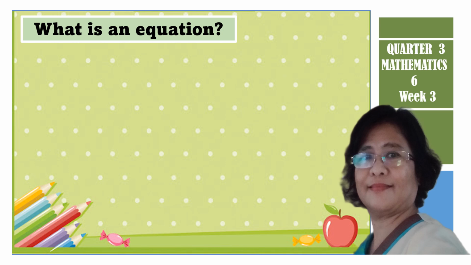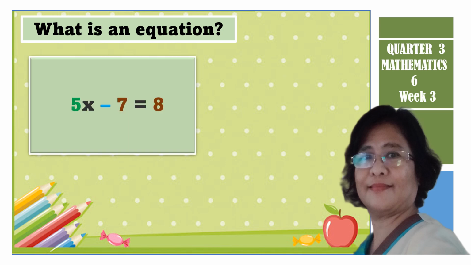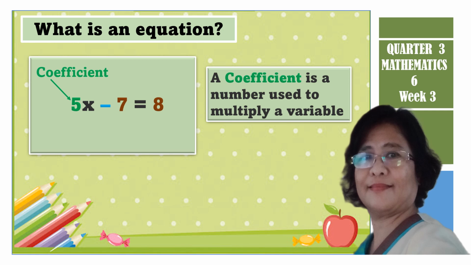Let us have another example of an equation. 5 times a number minus 7 is equal to 8. Let us identify the parts of the equation, where 5 is the coefficient. What is a coefficient? Coefficient is a number used to multiply a variable.